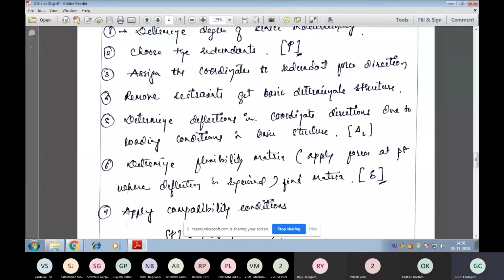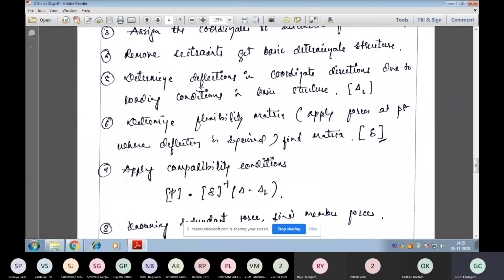Then the sixth step, apply a unit force or unit moment, whichever we assume as redundant. At that point, apply a unit moment or unit force. Then draw the bending moment diagram. Then find the deflection at the point where coordinates are assigned. Coordinates are nothing but our redundant forces. So find the displacement at coordinate point 1. Similarly, this procedure should be repeated till we get displacements at 4 places. If you have 2 unknowns, we get 4 displacements. If you have 3 unknowns, we get 6 displacements, like this.